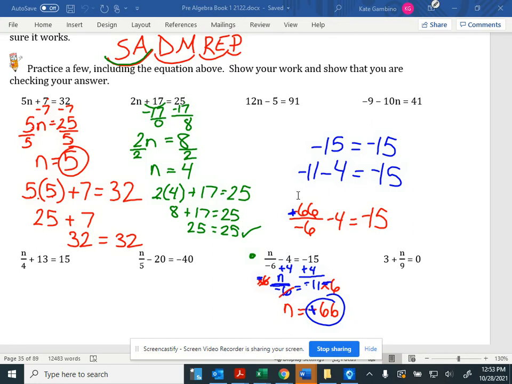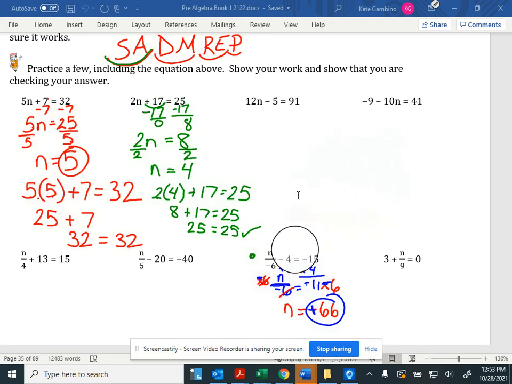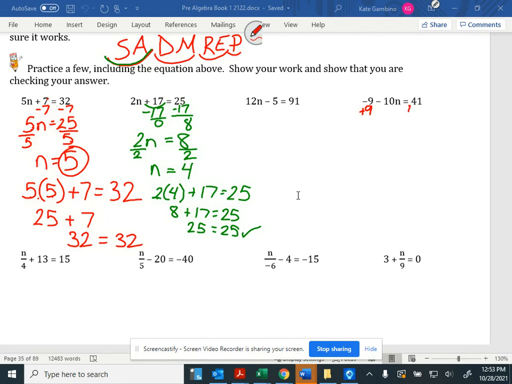Naveen, how does negative 9 minus 9 and... Yeah, that's what I'm struggling with. All right, let's walk through that one. So what's the first thing we're going to do? Negative 9 minus 10n equals 41. What would be the first thing we should do? Add 9, because we're subtracting 9. We're going to add 9 to each side, so we zero that out. Negative 9 plus 9 is 0. Then we have negative 10n equals 41 plus 9, which is 50.